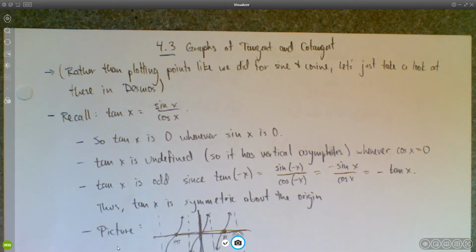Alright, in 4.3 we're going to talk about the graphs of the tangent and cotangent curves. Rather than plotting points like we did in the previous section, though, I just want to show these to you in Desmos. So let's take a look.